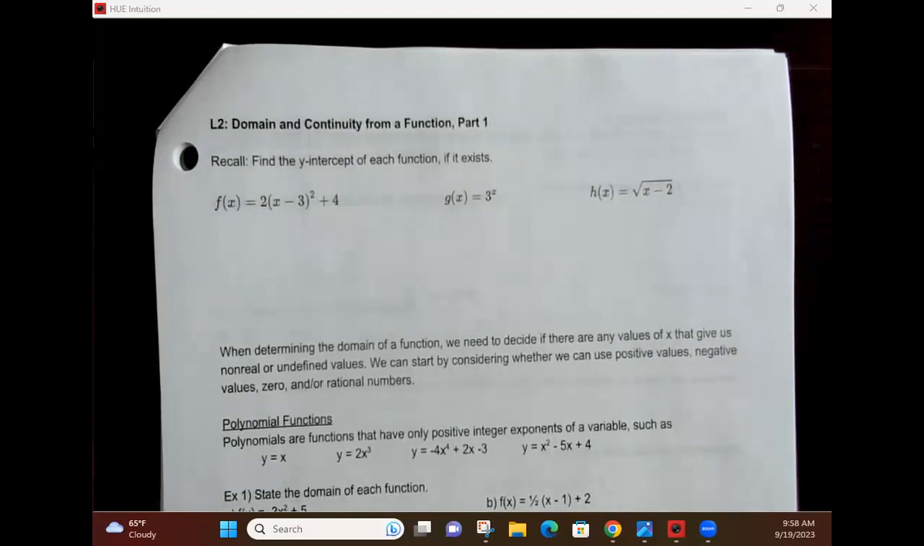So as a little warm-up, something that we've seen before, but not for a little while, I want you to find the y-intercept for each of those functions. Find the y-intercept for those functions. If it exists, find the y-intercept. What should you do to find the y-intercept? Plug in 0 for x. So find the y-intercept for me.